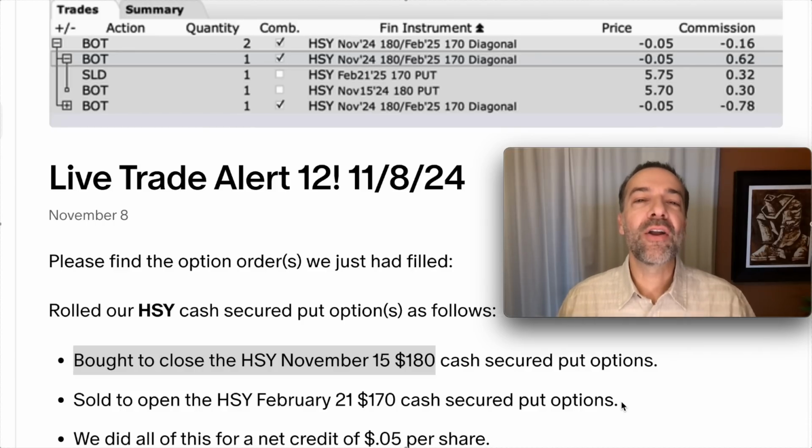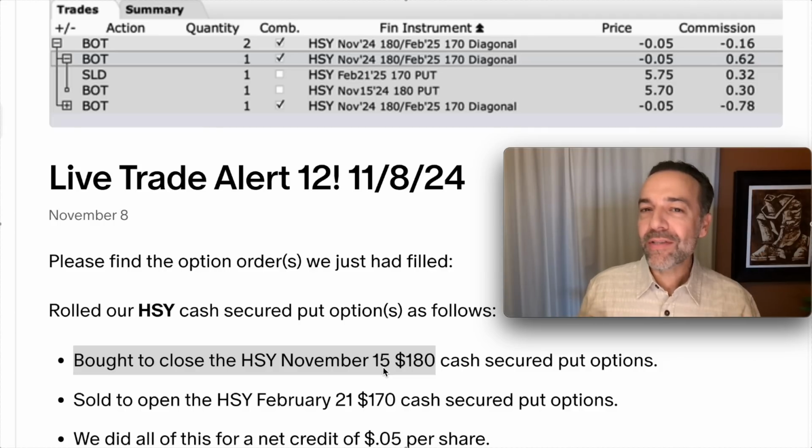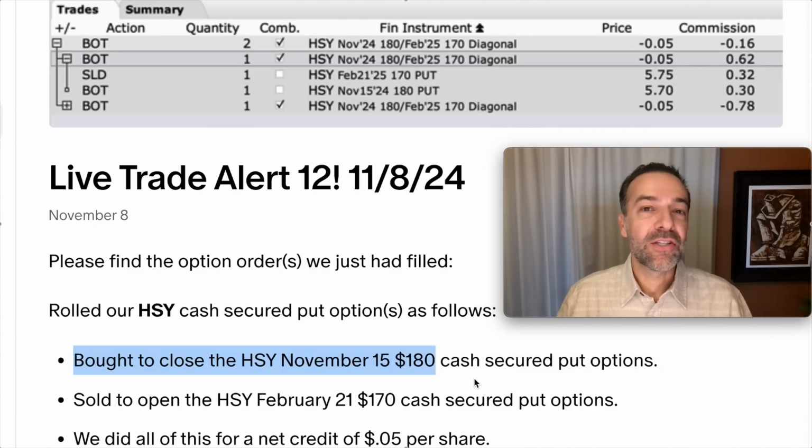So this one had gone against me. It had gone in the money on me because as you see here, I had sold the 180 November cash secured put option. As you see on November 8th, that option was going to expire in about a week. Now I didn't want Hershey assigned to me, or if it was assigned to me, I wanted to be assigned at a better price. So what could I do to kind of solve this problem to help myself in a put option that had gone in the money on me?